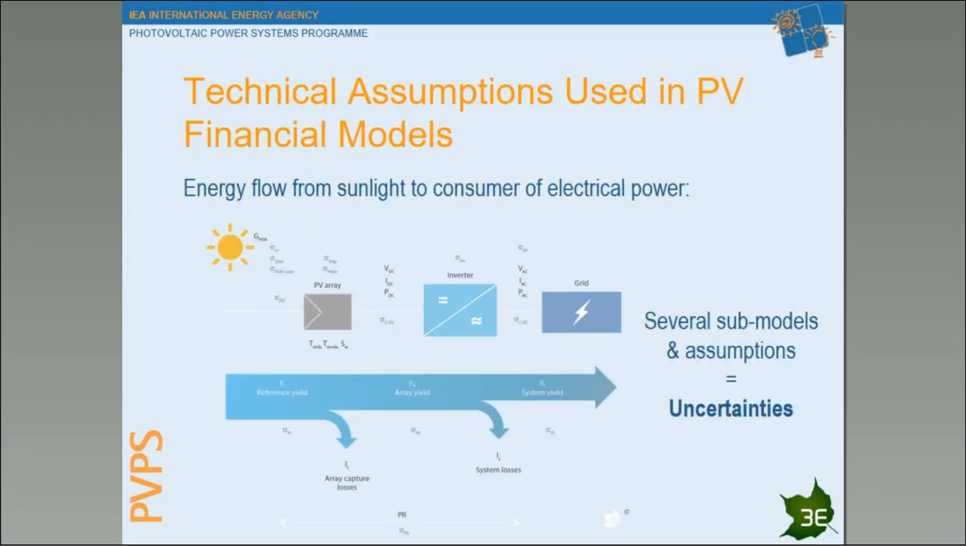I will directly start with this figure that shows the energy flow from sunlight to consumer of electric power, with the aim of showing that there are several submodels and assumptions that are linked with several uncertainties. Going from sunlight all the way to electric power involves many models, and these models are used to calculate the initial long-term yield assessment of the plant, and each of these sub-steps has a related uncertainty. So what we did is to evaluate this and try to identify the main weaknesses to propose some mitigation measures and recommendations in this regard.